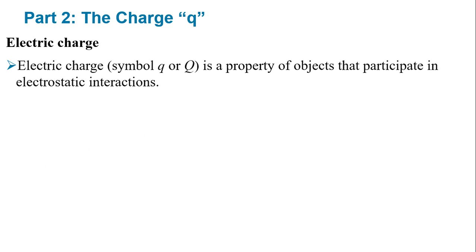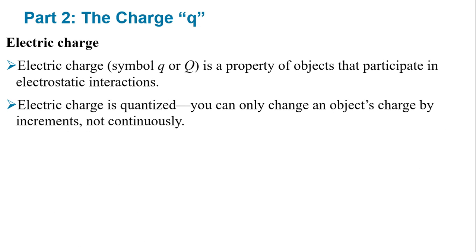Okay, moving on. Right here, we've got electric charge. So this is important to understand. Electric charge, the symbol is Q, lowercase q or uppercase Q. It's usually an italicized one. I know that's not italicized there, deal. It's a property of objects that participate in electrostatic interactions. Okay, so charge is electrostatic interaction. We talked about that. That was part of our vocab, that's on part 1.